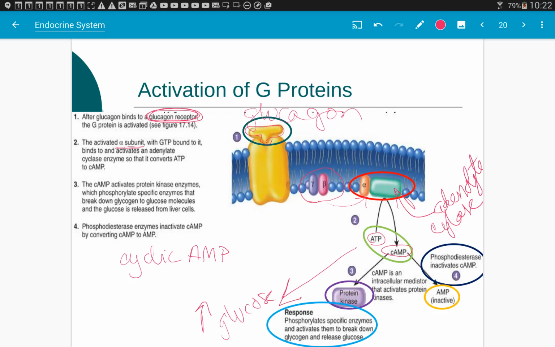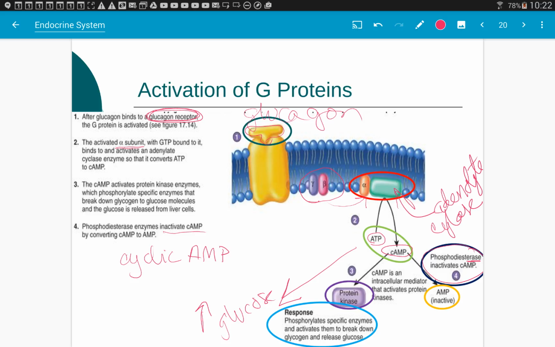So we have this whole reaction here, which is to release glucose that's stored in the liver. Then the last step is to inactivate the cyclic AMP. The way it's inactivated over here is we use phosphodiesterase. The -ase implies that it is an enzyme, and that is going to convert cyclic AMP to AMP. So it's taking a part of that molecule apart.